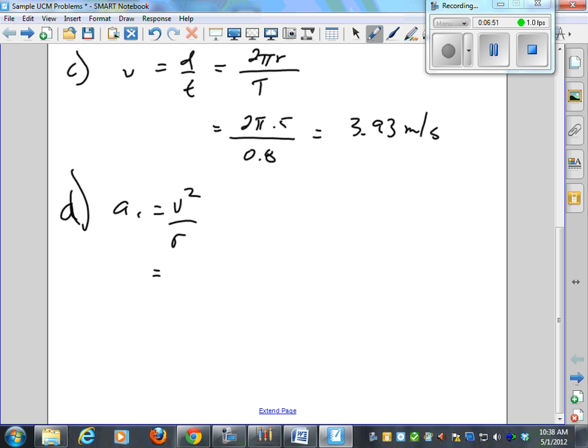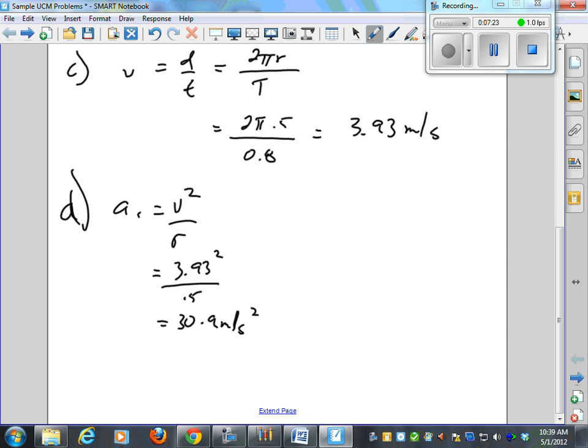So I'm going to have 3.93 squared all over the radius, which was 0.5, I think. 30.9 meters per second squared. And what direction is that acceleration? Inward, right. You will find that the acceleration tends to be a big number because it's changing its direction quite dramatically, right? Because it's going in a circle. Okay, so that's the first way.